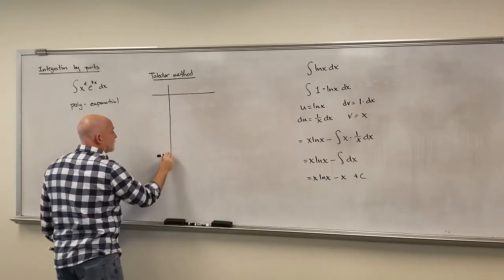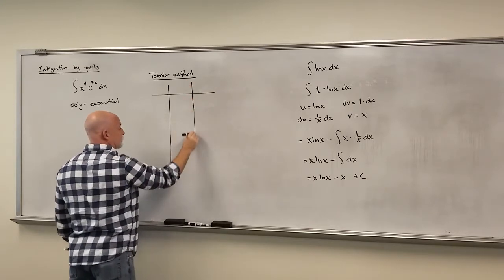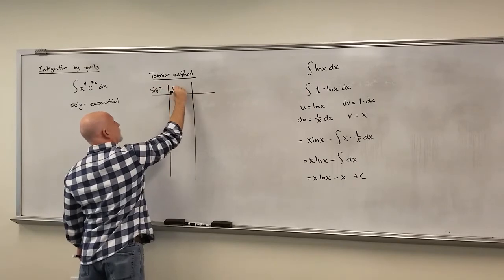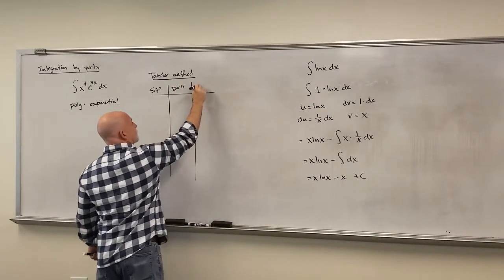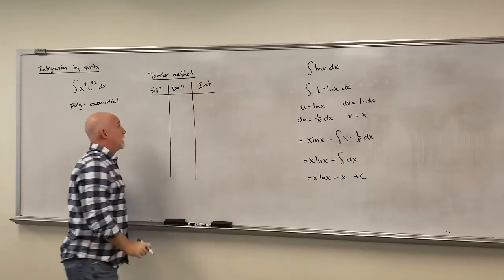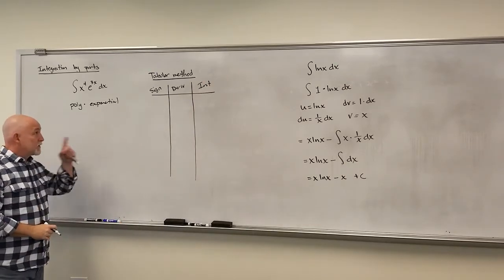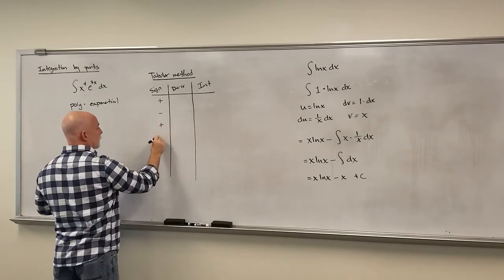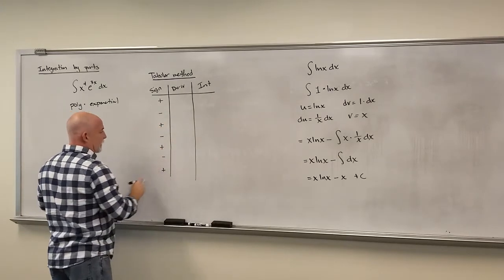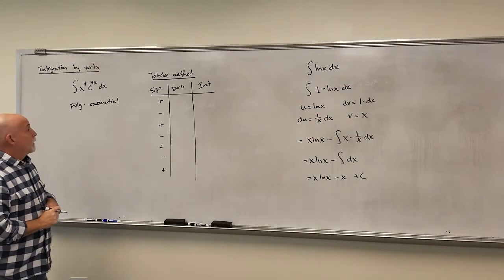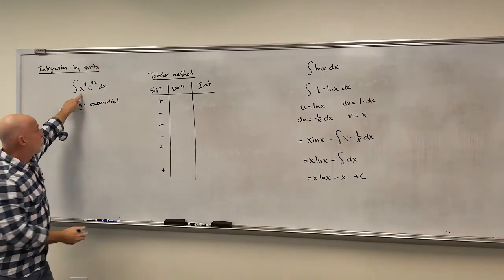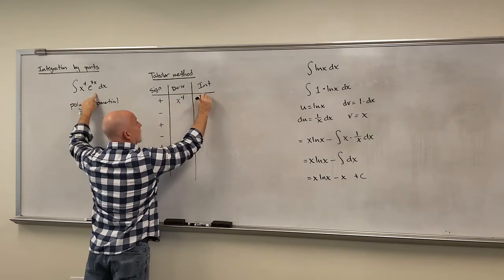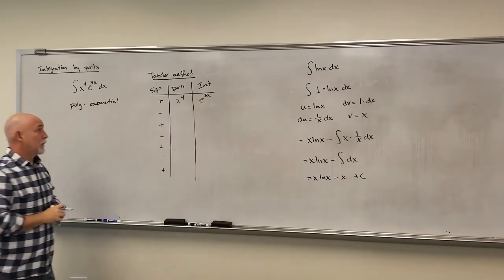So we're going to set up a table. It's the tabular method. We're going to have three columns. The first one's a sign column. The second one's a derivative column, and the third one's going to be our integrate column. Now for your sign column, we're just going to alternate plus or minus down for a few here. Plus, minus, plus, minus. You'll get the idea of how many you have to go after a while. In the derivative column, you're going to pick the polynomial. And in the integrate column, generally the exponential you're going to integrate.